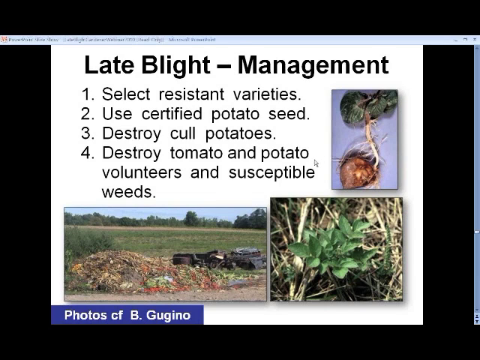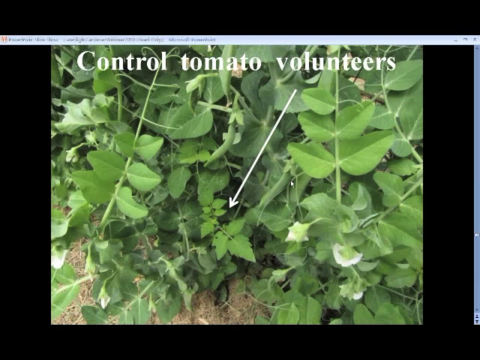And next is you want to make sure you've destroyed any tomato and potato volunteers that grow. So here's a volunteer coming up of a potato. And you also want to control and destroy any susceptible weeds so that you don't have a source of the pathogen and you don't have a place where the pathogen can multiply and produce spores that can move over to your crop in your garden.